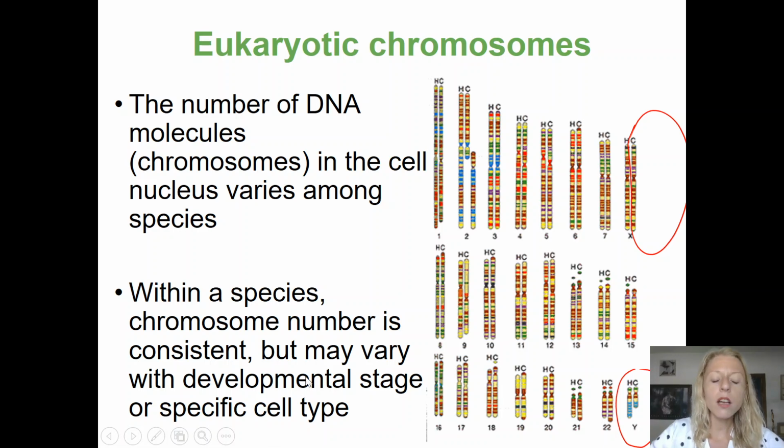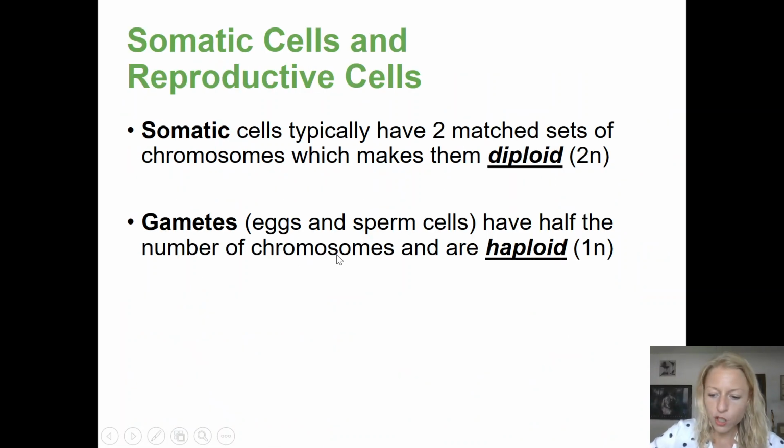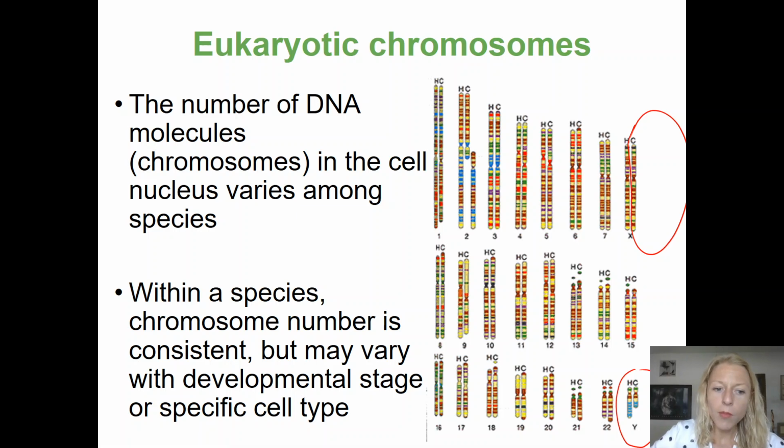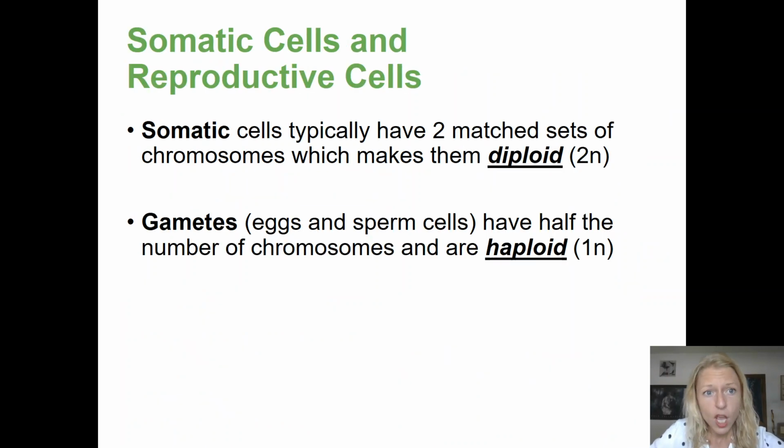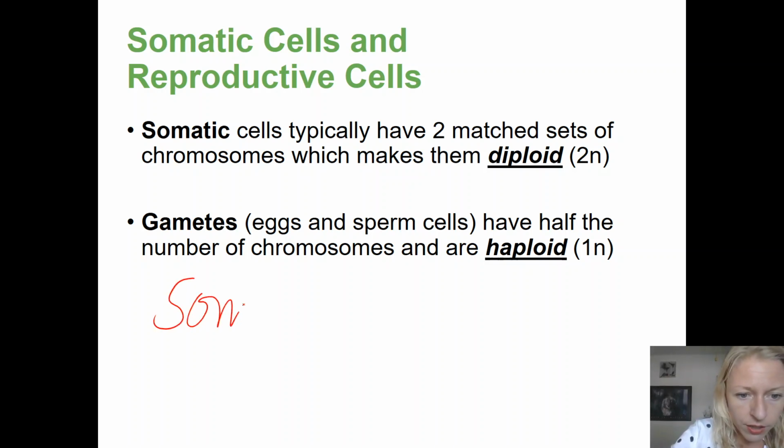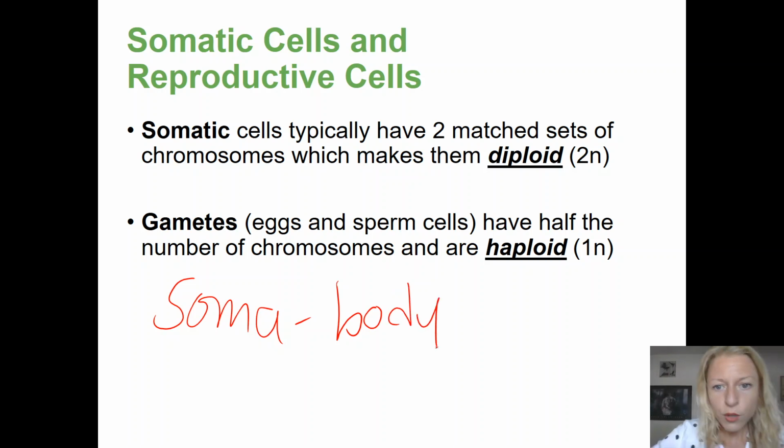So within species, chromosome number is usually pretty consistent, but can vary with the different developmental stages or specific cell types. In our case, we're going to talk about different cell types. So what I mentioned before were those somatic cells. Okay, in biology, soma means body. So somatic cells are body cells.